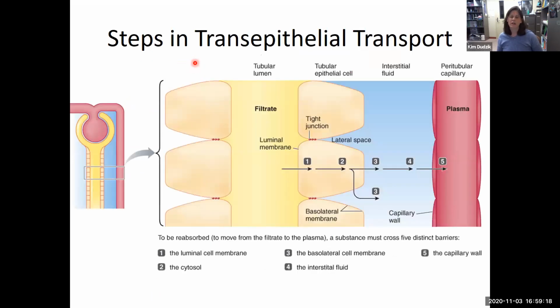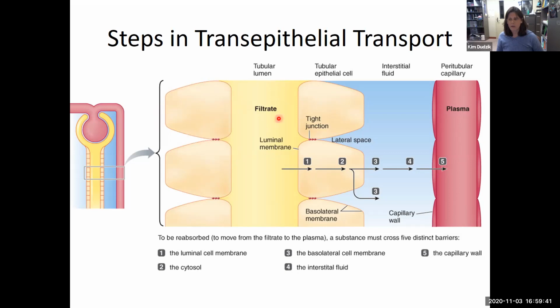What do I mean? Here's a close-up of that. Here's the nephron. It's showing you these are simple cuboidal cells that line the proximal convoluted tubule. So this is a step that happens in the proximal convoluted tubule. This is what you see here, a blow up.